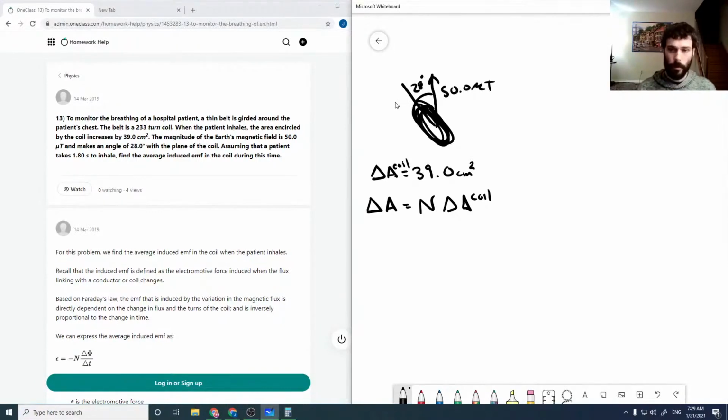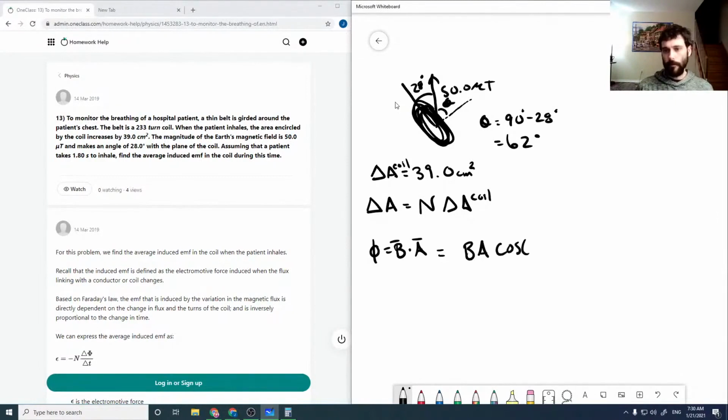Now, when we calculate our phi, it's B dot A, and our A vector is actually perpendicular to the plane of the coil. So we really need this angle in here. So our theta is 90 minus 28, which is 62 degrees. So then our flux is B A cosine of 62 degrees.